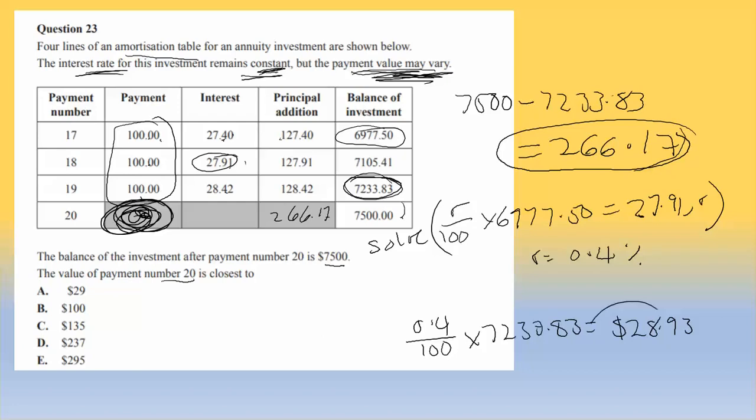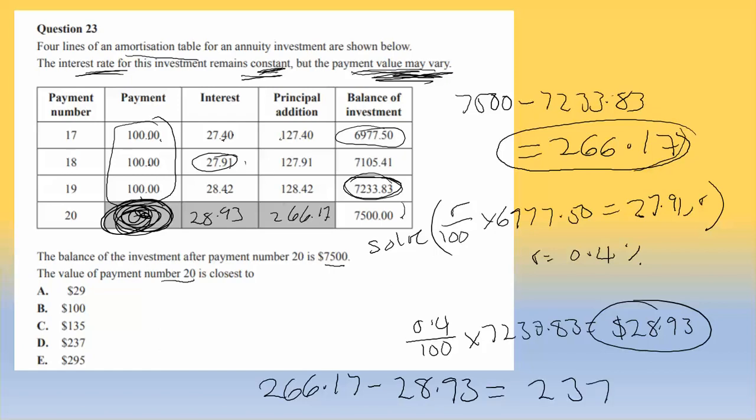266.17. I now know my interest was 28.93. So how much did I have to put in? So I'm going to do 266.17 minus 28.93 equals 237.24. So the answer is D.